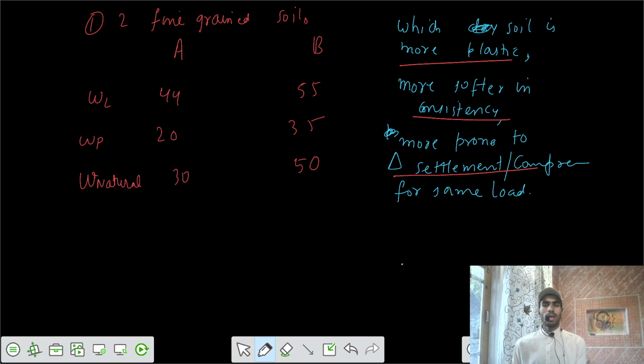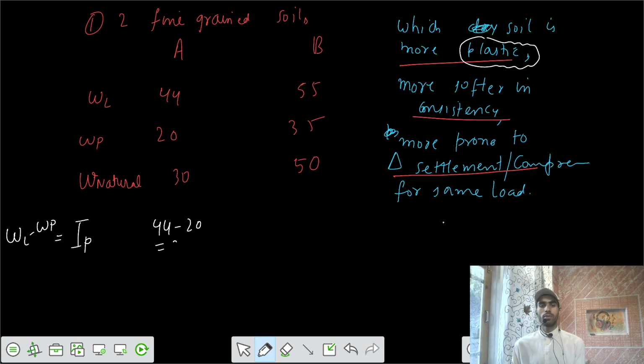Now for plasticity, I need to calculate the plasticity index. To compare whether the soil is plastic, I have to use the concept of plasticity index, that is liquid limit minus plastic limit. Let's calculate the values for soil A and soil B. That is 44 minus 20, which is 24, and 55 minus 35, which is 20.